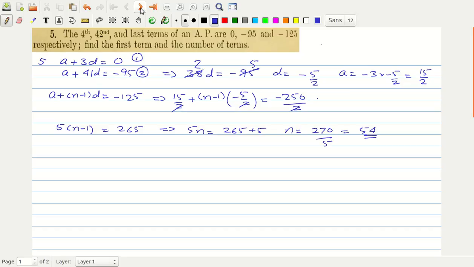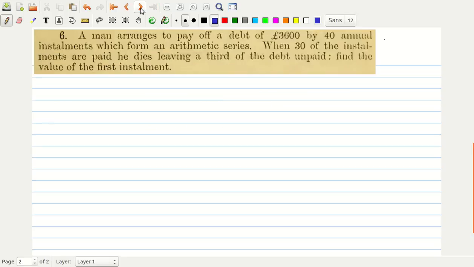Now because this problem was very small, let us do problem number 6 also in the same video. A man arranges to pay off a debt of £3600 by 40 annual installments which form an arithmetic series. When 30 of the installments are paid, he dies, leaving a third of the debt unpaid. Find the value of the first installment, right.